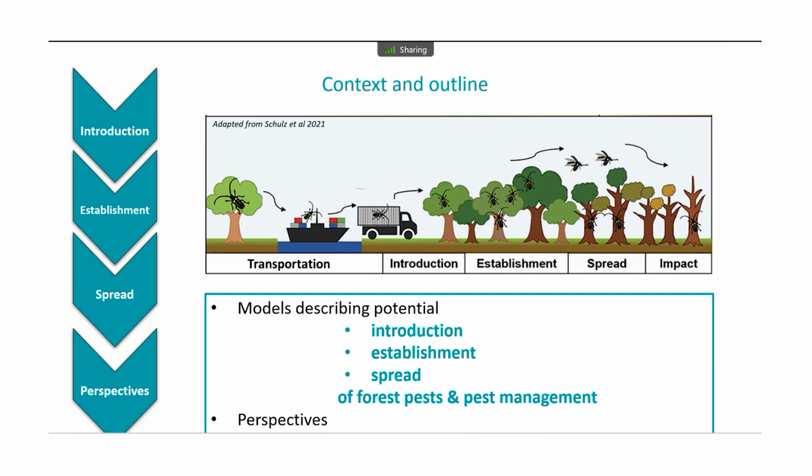So as you know, the biological invasion can be divided in several steps: transportation of infested material, introduction of the forest pests or pathogens, establishment, spread, and impact. Here I'm going to talk about models that can be used to describe potential introduction, establishment, and spread of forest pests. So forest insects, but also sometimes forest pathogens, but I will mainly focus on insects, and also pest management. And I will end by some perspectives.